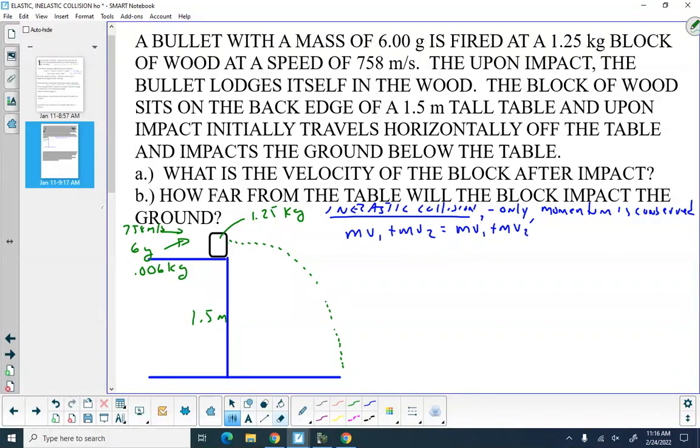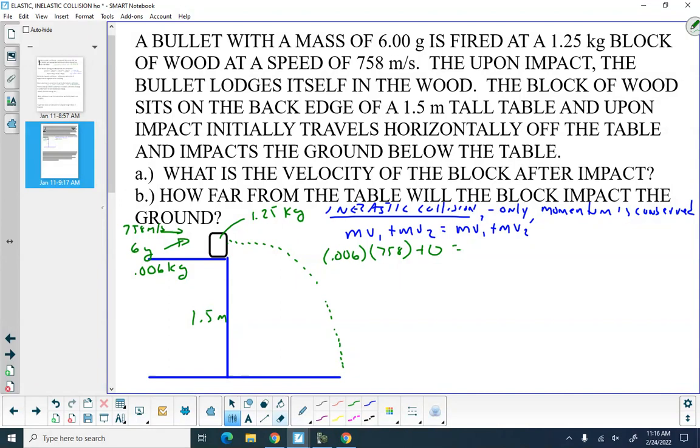So if I look at prior to interaction, I have a bullet of 0.006 times a velocity of 758. The block is stationary, so what happens to the m2v2? Do we have any momentum? Zero. We don't have any momentum here, because it's just sitting there.